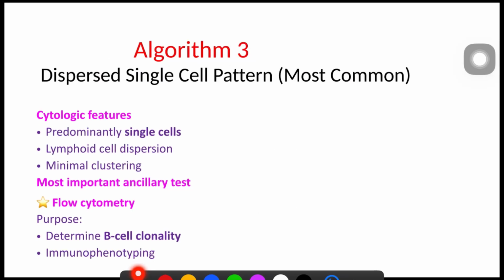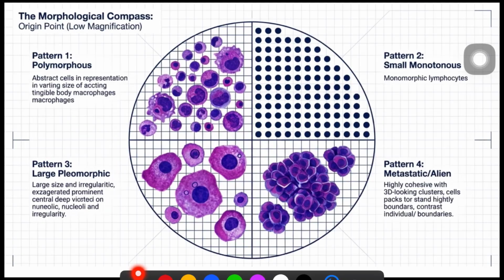Now, let us see algorithm 3, which is dispersed single cell pattern. This is the most common pattern where you find predominantly single cells, lymphoid cell dispersion, minimal clustering, and here the most important ancillary test is flow cytometry. So, the purpose is to determine B cell clonality and immunophenotyping.